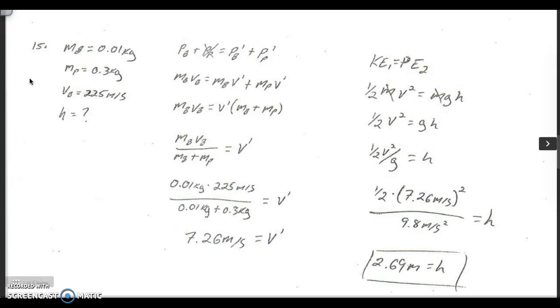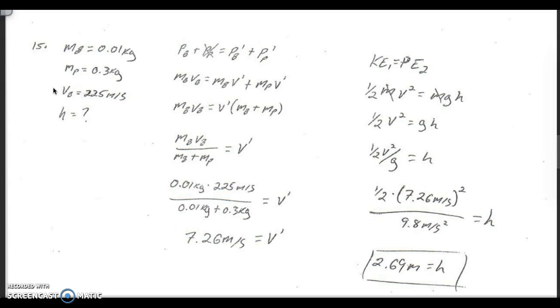Here's number 15 from the momentum review. A bullet is fired into a pendulum as shown in the picture on your review paper. Given that the bullet has a mass of 0.01 kilograms and the pendulum has a mass of 0.3 kilograms, we're going to find the maximum height, call that h, that the pendulum and bullet rise together, given that the initial speed of the bullet is 225 meters per second. This is an inelastic collision.